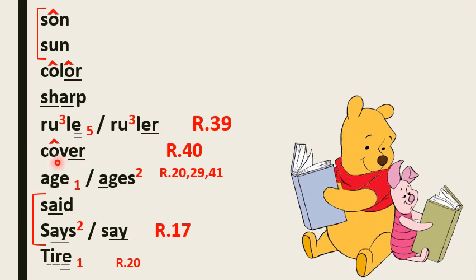Cover. Again, O is short. The vowel O is short, so you're going to put a hat above it. And you have the phonogram ER, okay? And it only has one sound.